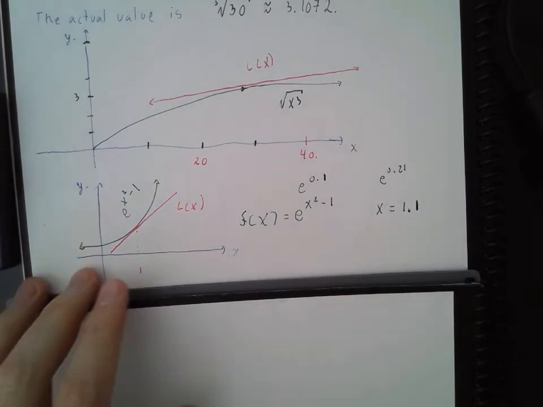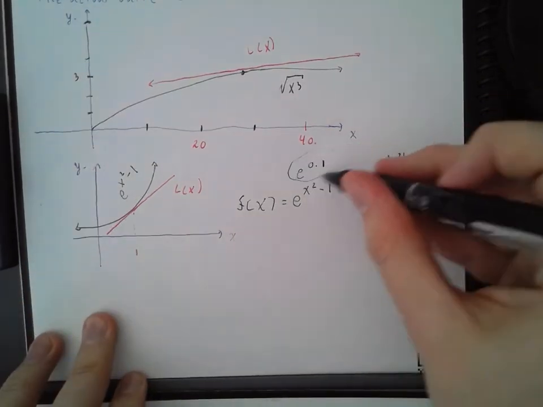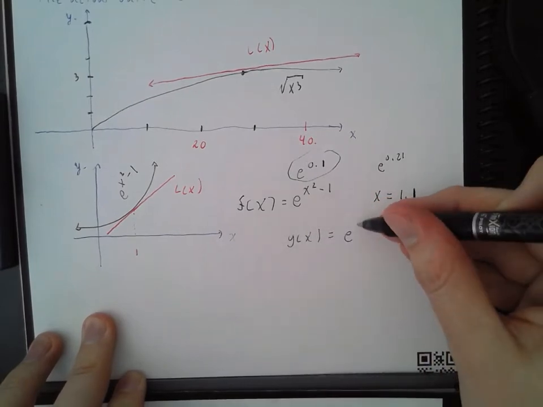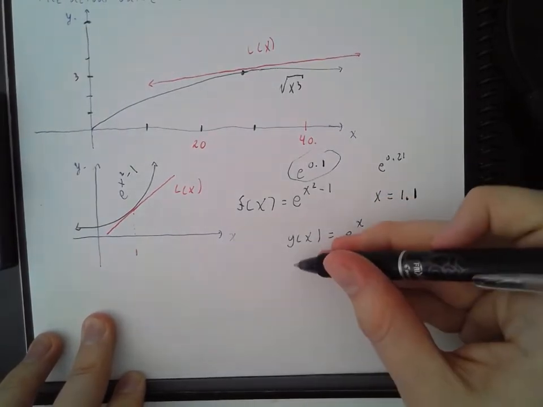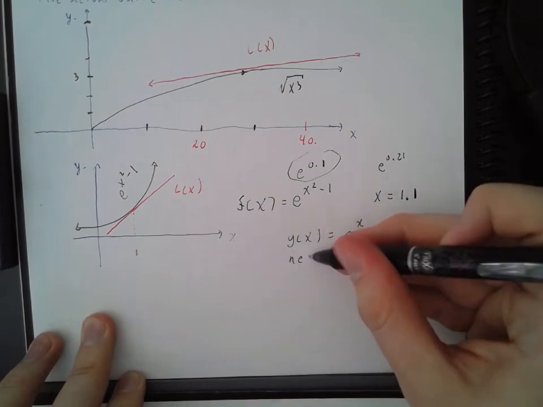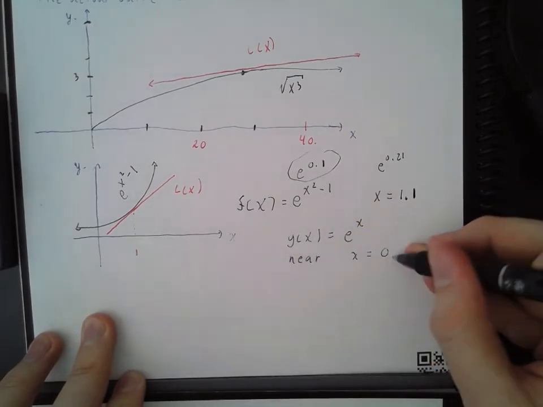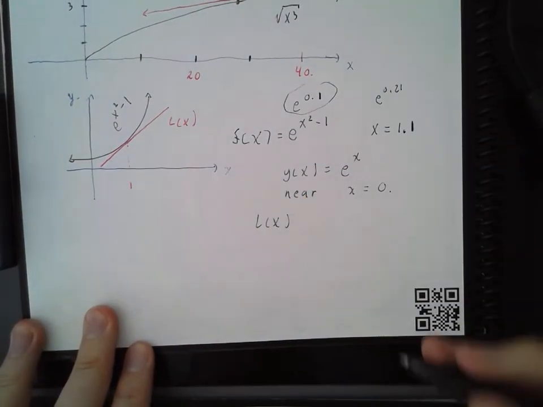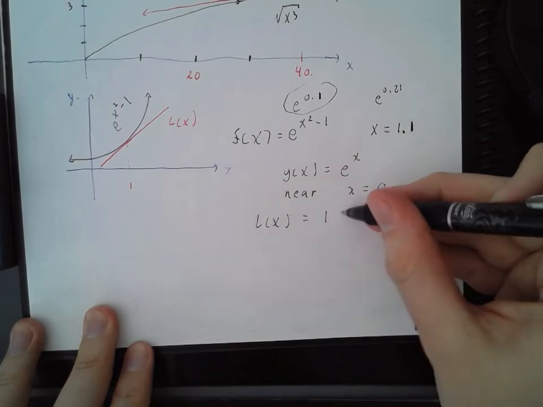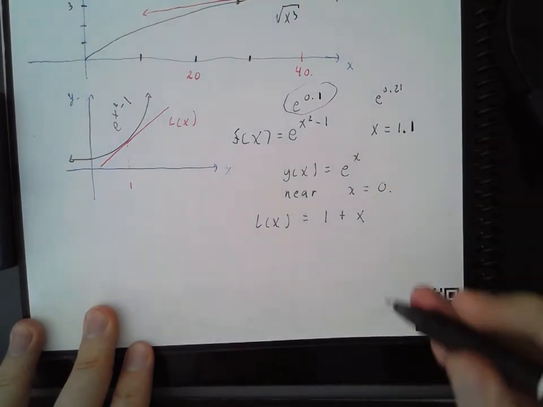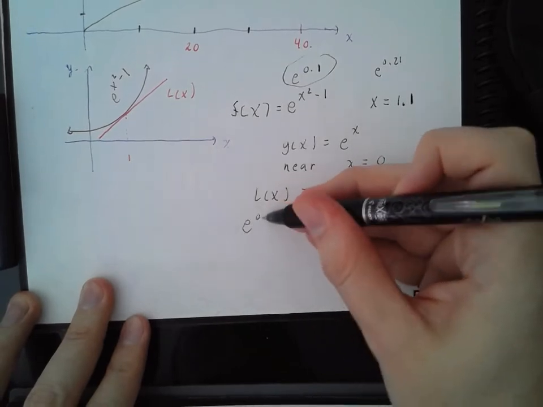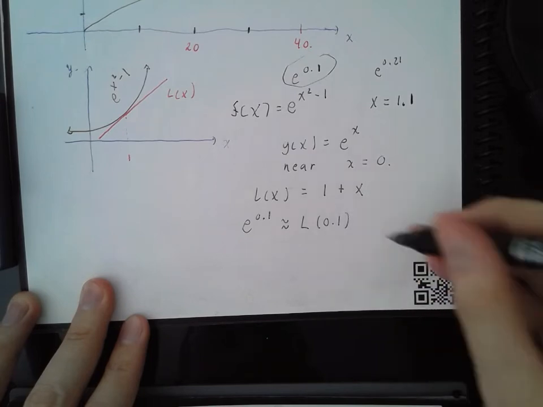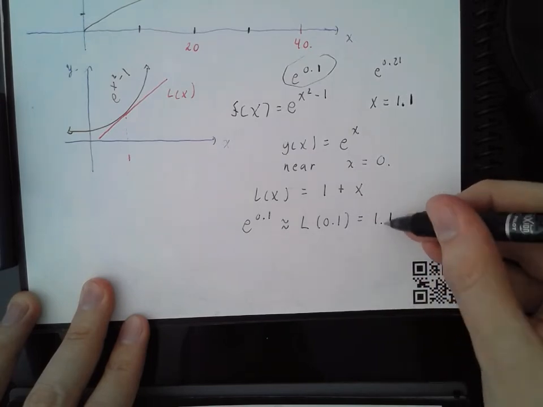So my best recommendation to estimate e to the 0.1 is to use g of x equals e to the x, and then do the linear approximation near x equals 0. I'm not going to bother all of you with the details, but over here L of x would be equal to 1 plus x. Then if you want to estimate e to the 0.1, you would say this is approximately equal to L of 0.1, and you would get 1.1.